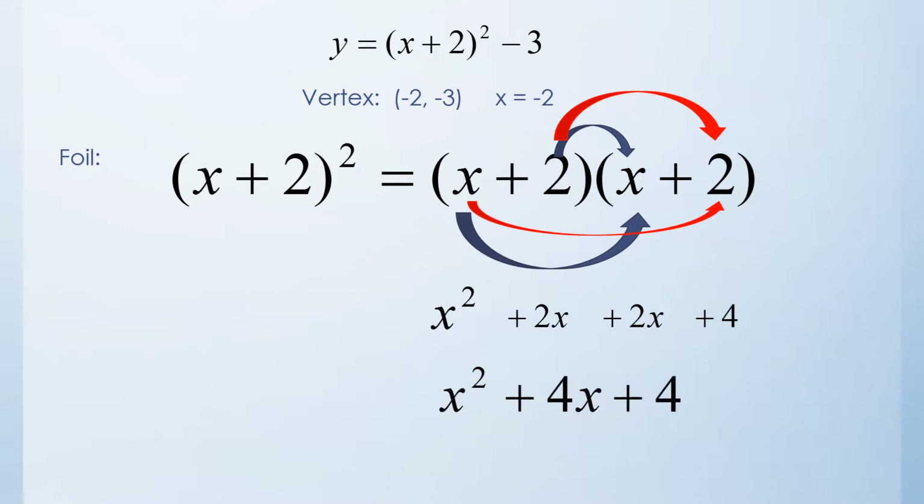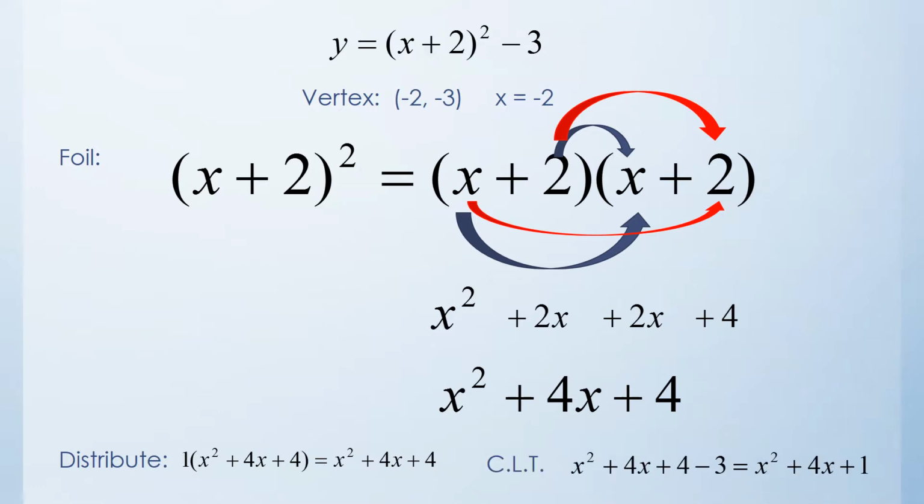But I can't forget about what I started with. I started with that -3 in the original. First of all, I'm distributing because it's multiplied by 1. It doesn't change anything. And then I have to subtract 3. My final answer is x squared plus 4x plus 1. Why am I subtracting 3? Because in the original equation, it was x plus 2 squared minus 3.